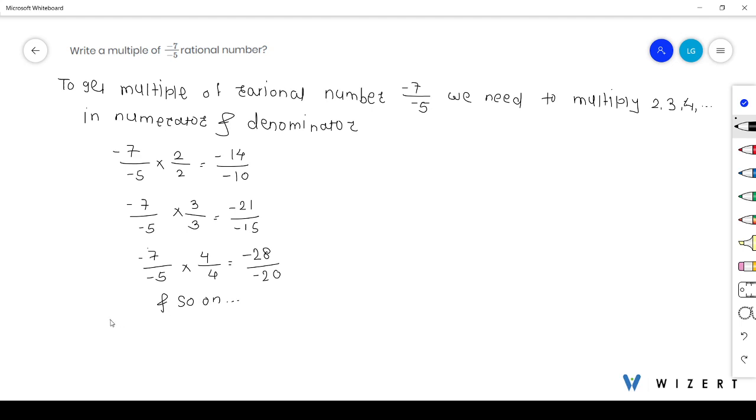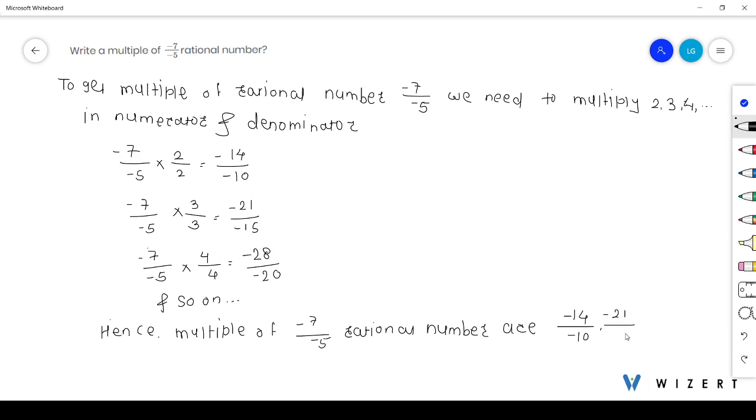Hence, multiple of -7 by -5 rational number are -14 by -10, -21 by -15, -28 by -20 and so on.